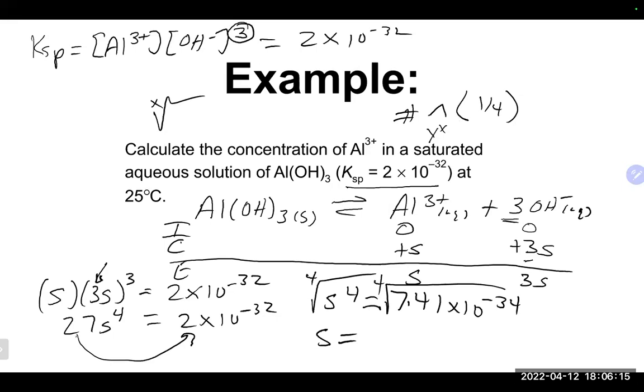So however way you want to punch that into your calculator, I'm going to caret it here on this calculator and do a 1 divided by 4 to do that for me, because I don't have any of those fancy buttons. That is going to give me a 5.2 times 10 to the minus 9. That would be, if we look at our table here, what the aluminum would equal. And that would be the concentration of aluminum.